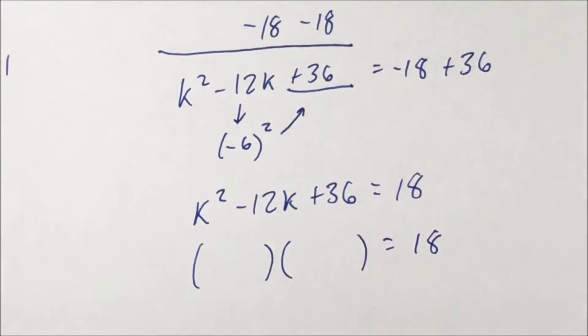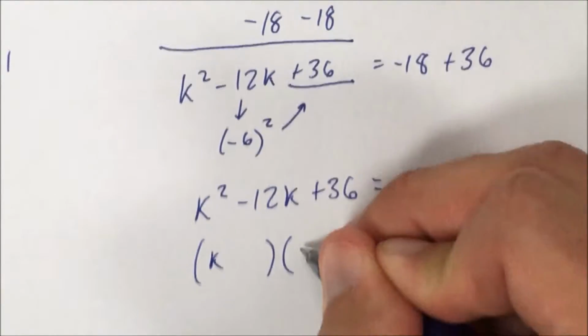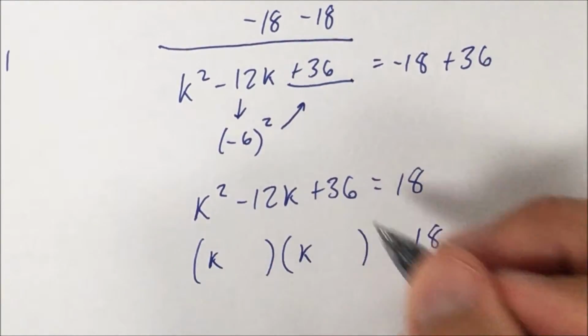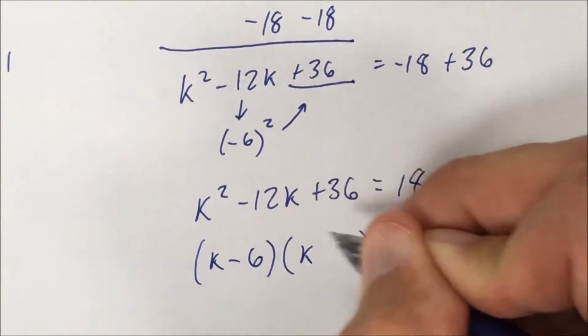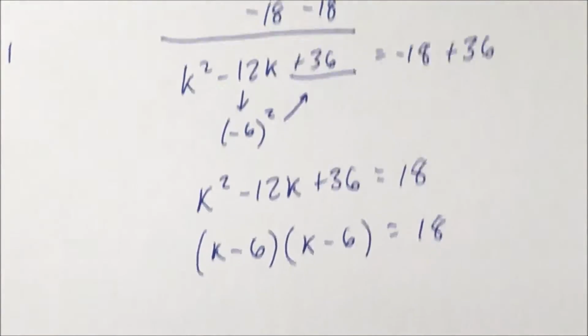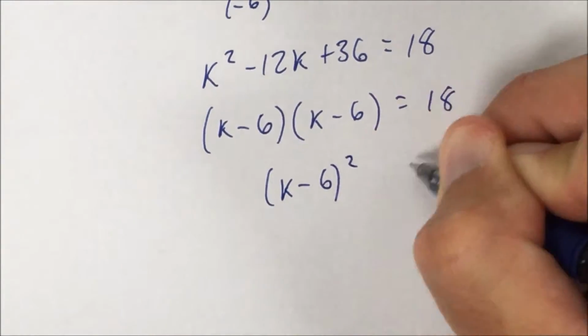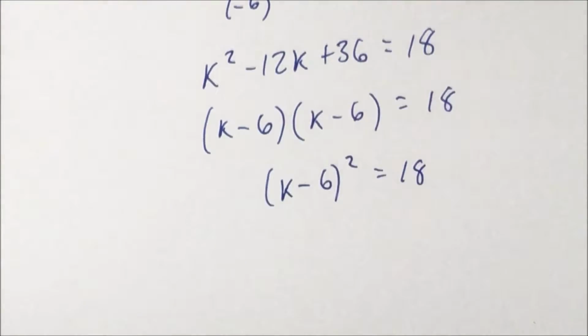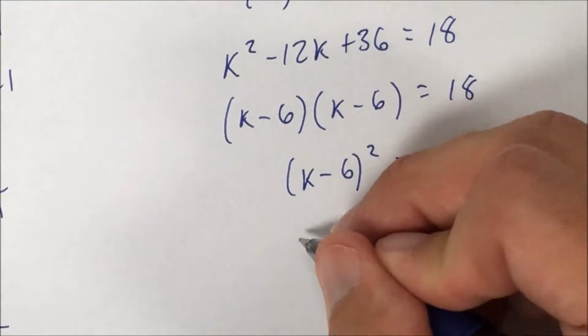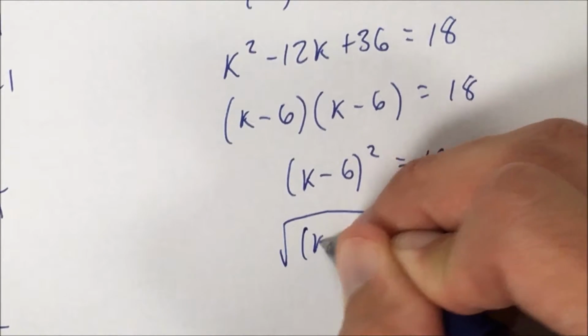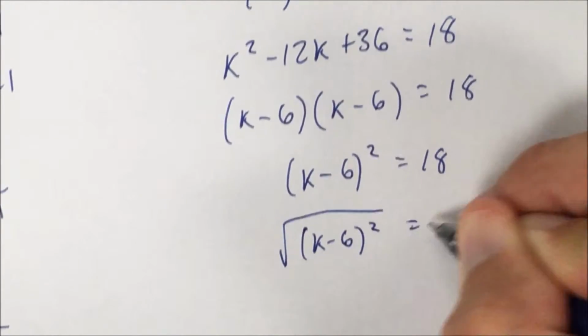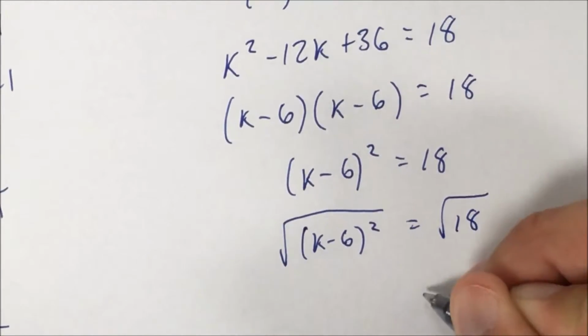I can still factor this left side. What adds to give me negative 12 and multiplies to give me 36? Negative 6 and negative 6. I can rewrite that as k minus 6 squared equals 18. And the next step, just like we did over here, we're going to take the square root of both sides. And this just isn't going to be a perfect square, so I'm going to take a square root. k minus 6 squared, square root, equals square root of 18.